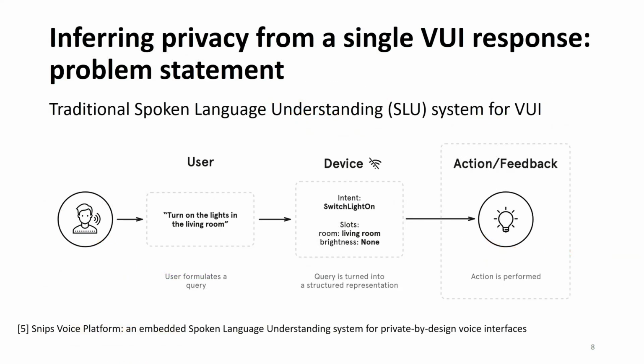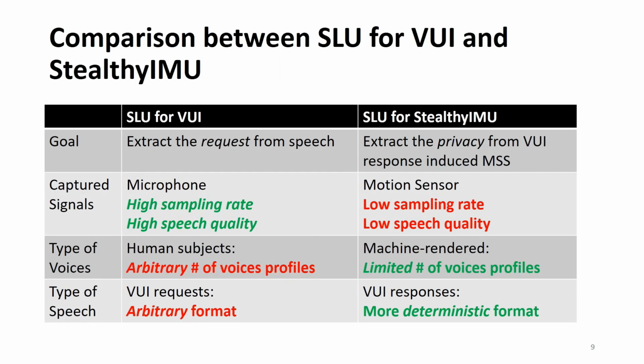If you consider this kind of problem, it's pretty close to a traditional spoken language understanding problem that is used for the voice user interface. For example, the user will issue a voice command like, turn on the light, and the device will analyze the intent, and finally, the actuator will act on it. We are trying to do a reverse version of this kind of SLU system. Compared to the SLU for the voice user interface, in StealthyIMU, the voice user interface extracts the request from the speech, and it uses the microphone to capture the signals, which have a high sampling rate and high speech quality.